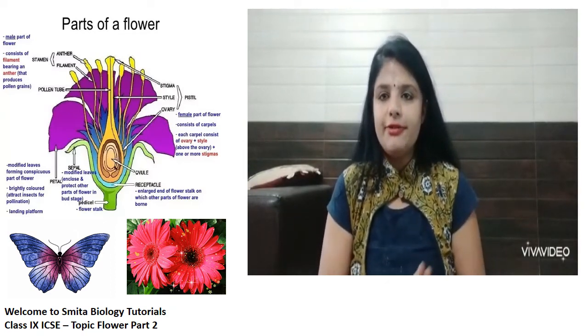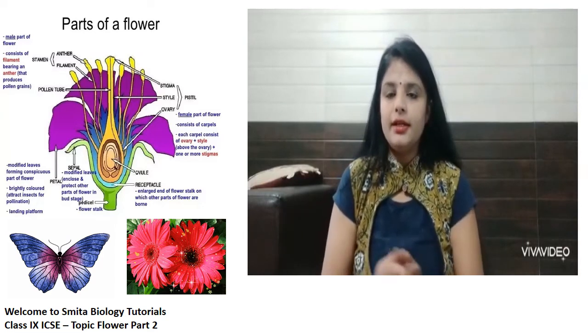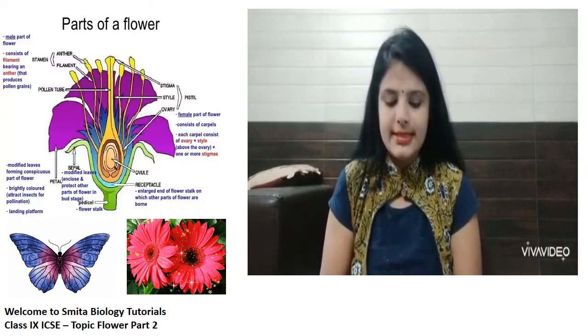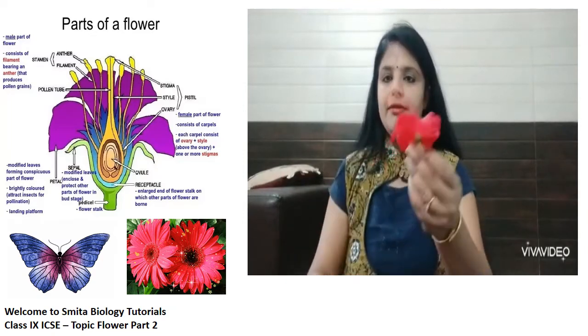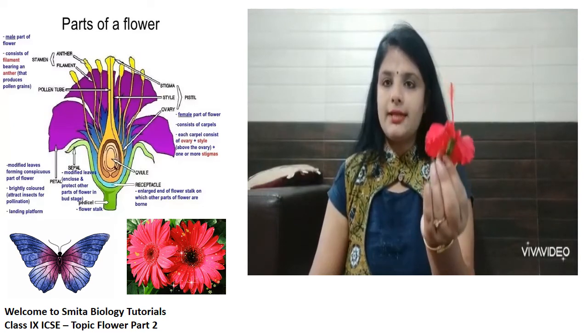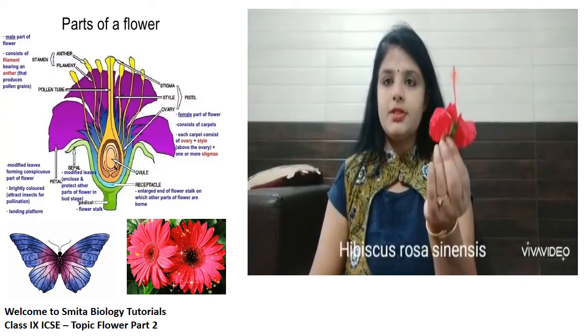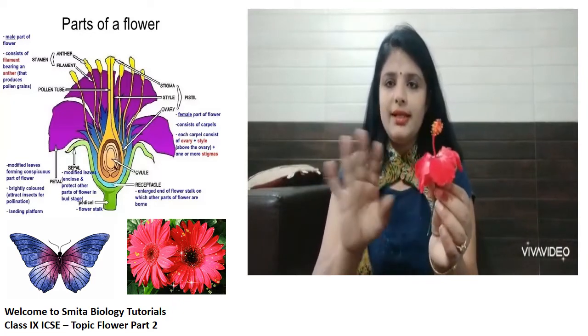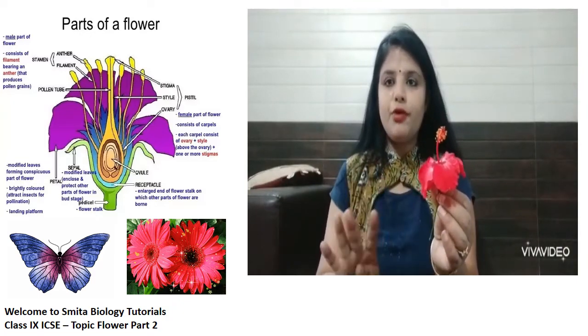Yesterday we discussed different parts of the flower, and in continuation of that, first we will have a recap of what we learned yesterday. Yesterday we discussed China rose dissection. China rose, its scientific name is Hibiscus rosa sinensis. In Hibiscus rosa sinensis, basically in any flower, there are 4 parts.